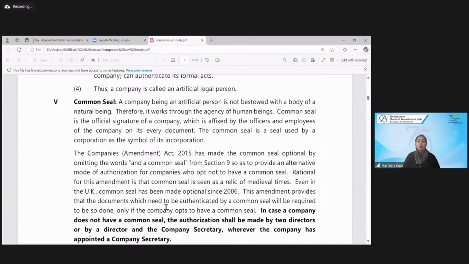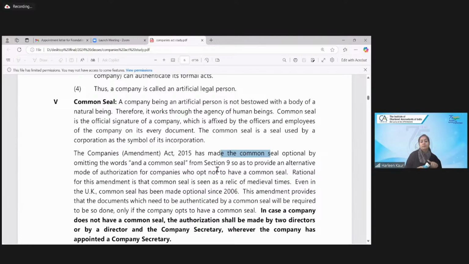Now let's talk about common seal. So there was a major amendment in 2015 which says that common seal has been made optional. What is the meaning of optional? There is a company ABC Private Limited. They want to do their signatures. They don't have a common seal. Is there any problem? Is it compulsory to have a common seal?